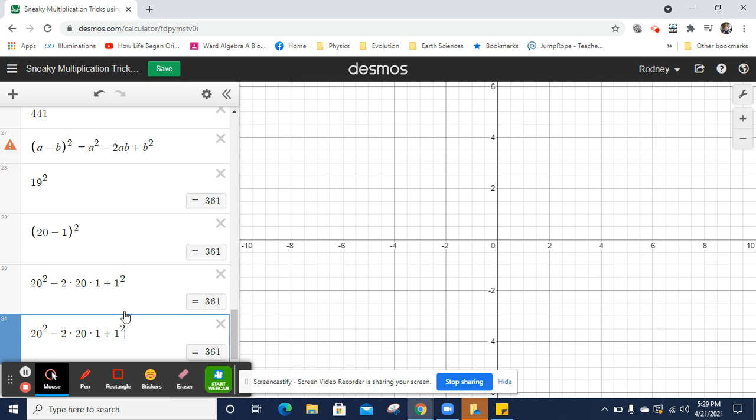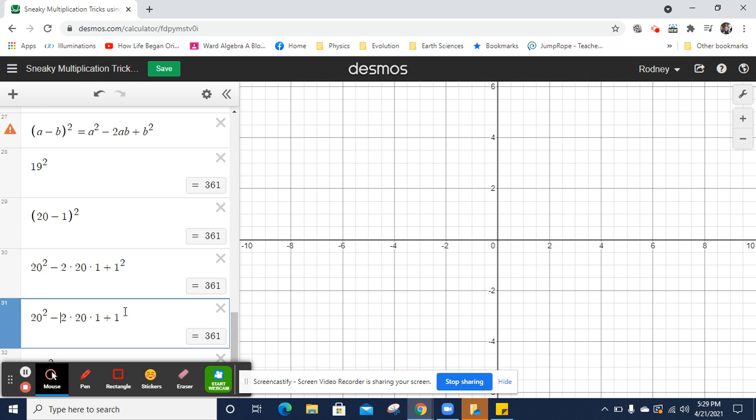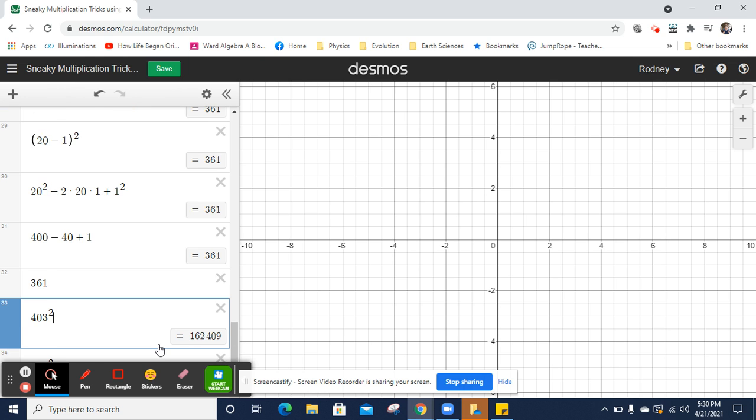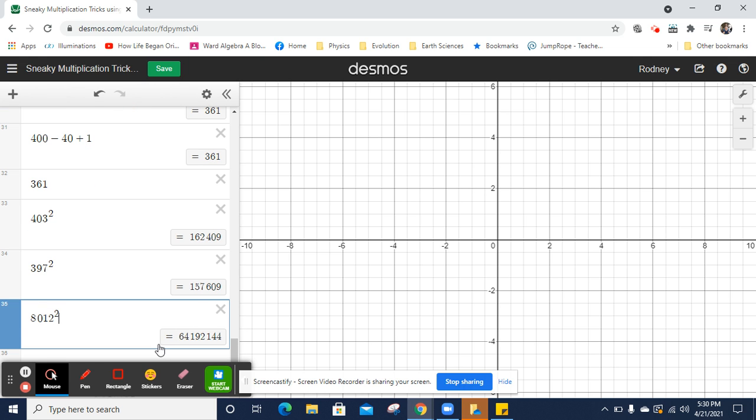And I'll start simplifying. 1 squared is just 1. Over here, I've got 20 squared again. That's just 400. And here I'm going to be doing 2 times 20 times 1. Of course, it's negative. So that's going to be negative 40, so minus 40. So I'm going to have 400 minus 40 plus 1, and that is going to be 360 plus 1, so 361.